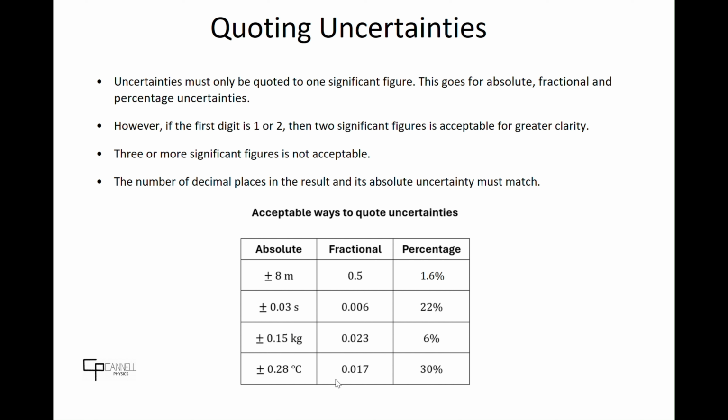So you can see that in all these columns, all these examples, if the first digit is not a 1 or a 2, then only one significant figure is acceptable for the uncertainty. But if it's a 1 or a 2 for the first digit, doesn't matter where it is in place value, then a second significant figure is acceptable for greater clarity.